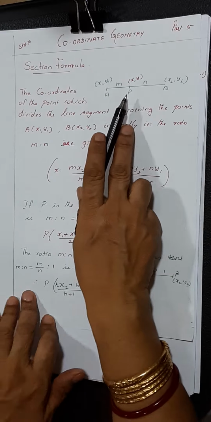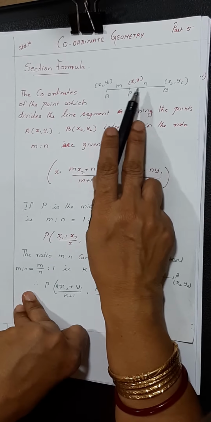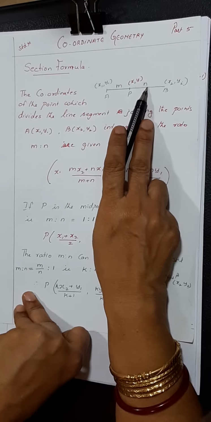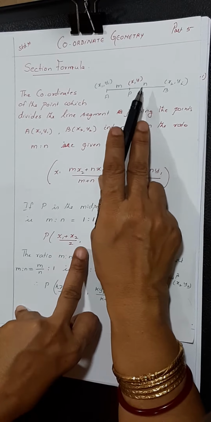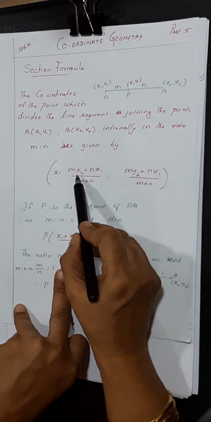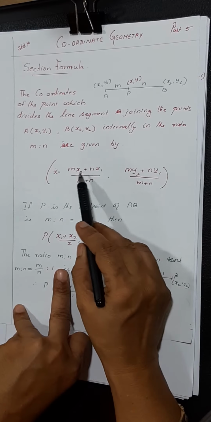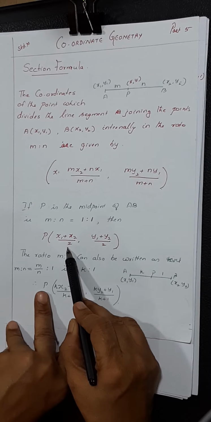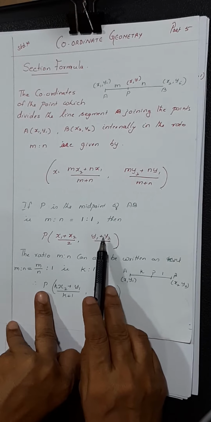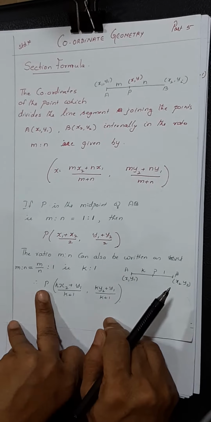Now suppose P is the midpoint, that means m is equal to n, that is 1:1. So here if you put 1:1, in the place of m and n put 1, you will get (x1 + x2) by 2 and (y1 + y2) by 2.